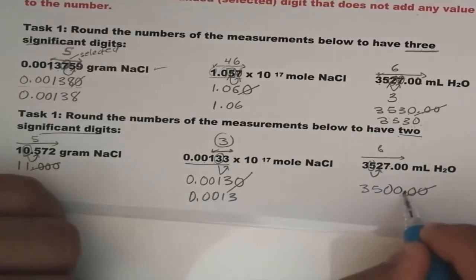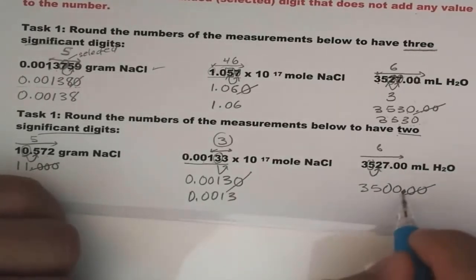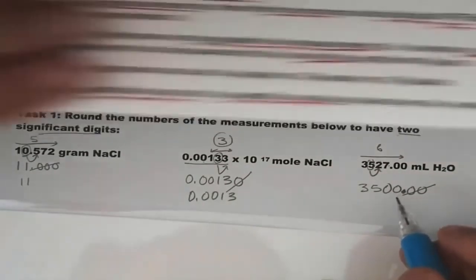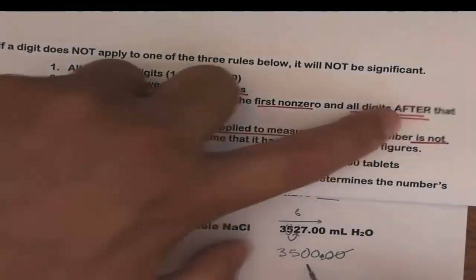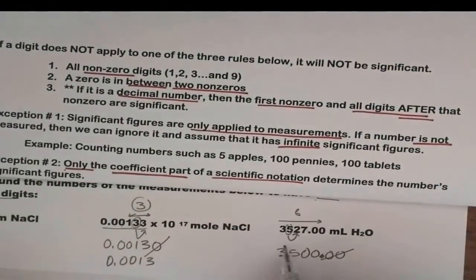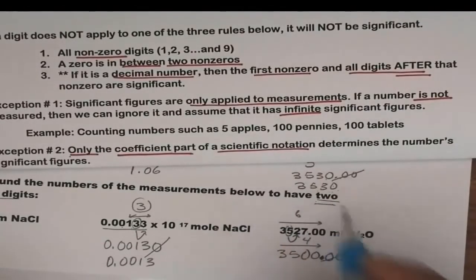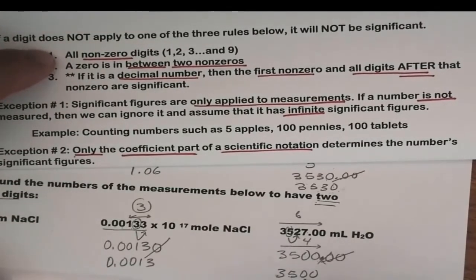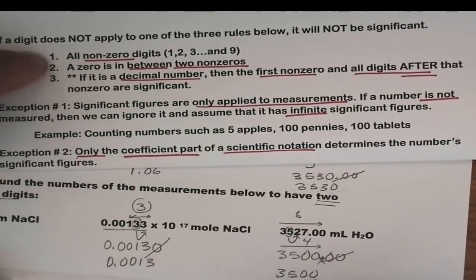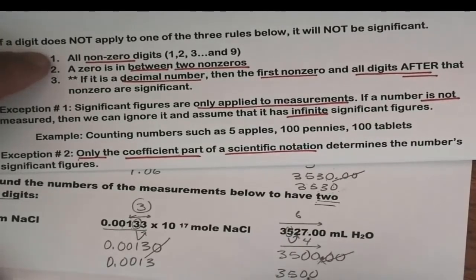Now the question is, do I keep that decimal right there? If I keep that decimal, we go back to our sig fig rule. If it's a decimal, then the first non-zero and all the digits after that first non-zero will be significant. In this case, if we keep it, all of them will be significant, which gives us 4 sig fig. But we only want 2 sig fig. Let's remove that decimal. So we have 3500. That is significant because of non-zero. This is significant because of non-zero. But these 2 are not significant because they don't apply to any of the rules above. So therefore, we keep these 0s, but we don't keep the decimal. And that is our answer.